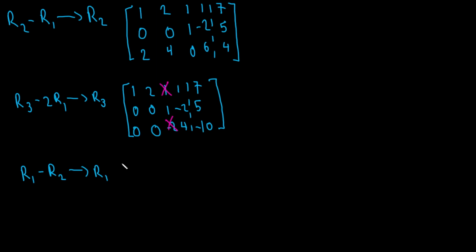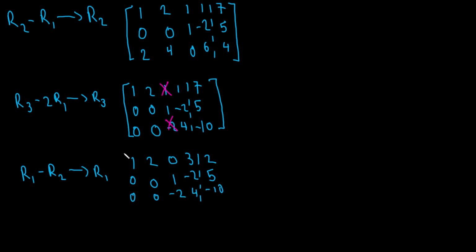So we would have 1 minus 0 is 1, 2 minus 0 is 2, 1 minus 1 is 0, 1 minus 2 is minus 1, 7 minus 5 is 2. We have to add on the column. Okay, and here this stays the same because we're only eliminating entries in the first row, and the third column, the same applies to this.